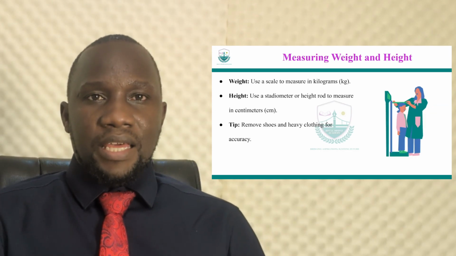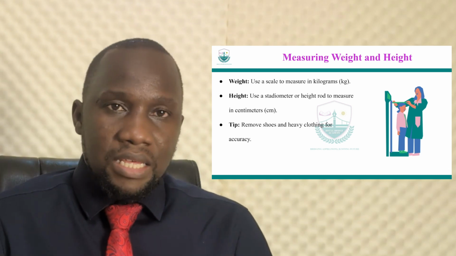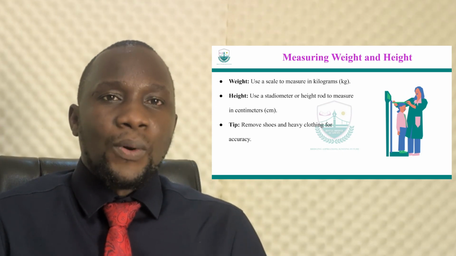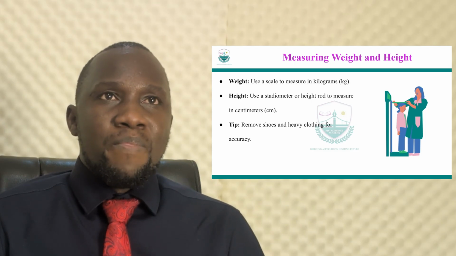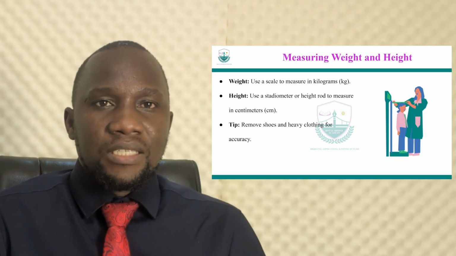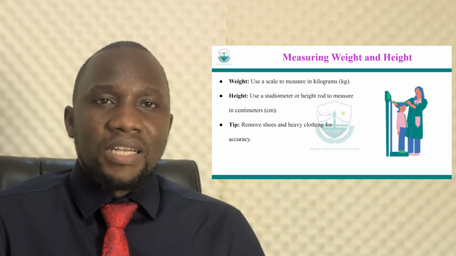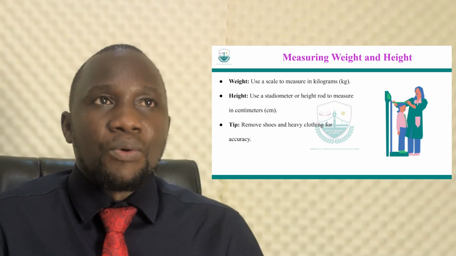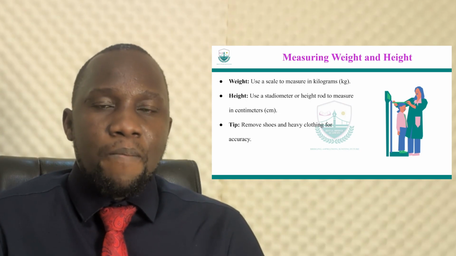So how do we take the BMI? We use two things: one is the height, and two is the weight. What do we use to measure these things? For the weight, you have weighing scales, which you can stand on, and then we get your weight in kilograms. For height, we can use what we call the stadiometer.